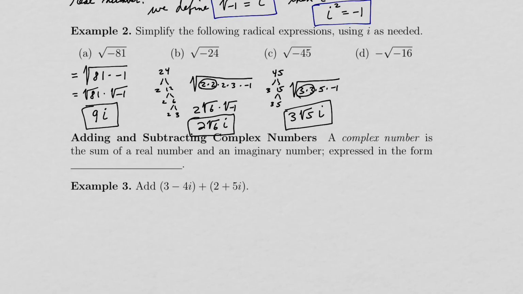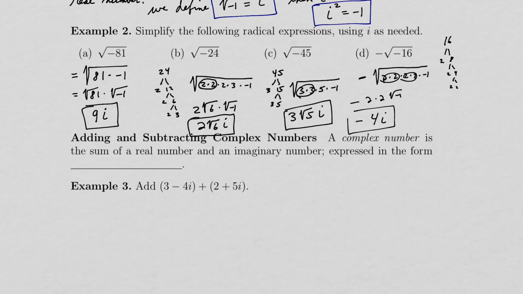And then the last one, so this negative has to stay, right? This negative is on the outside. So negative square root. 16 is basically going to be 2 to the 4th power, right? It's 2 times 8, 2 times 4, 2 times 2. So it's 2 times 2 times 2 times 2 times -1. So the 2's come out as single 2's. And I have left square root of -1, but that's i, so this is going to be minus 4i. And that would be the result.